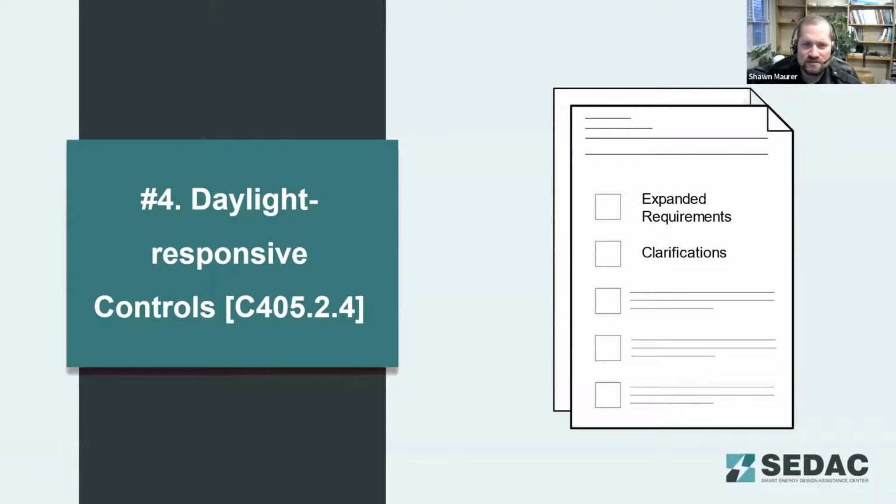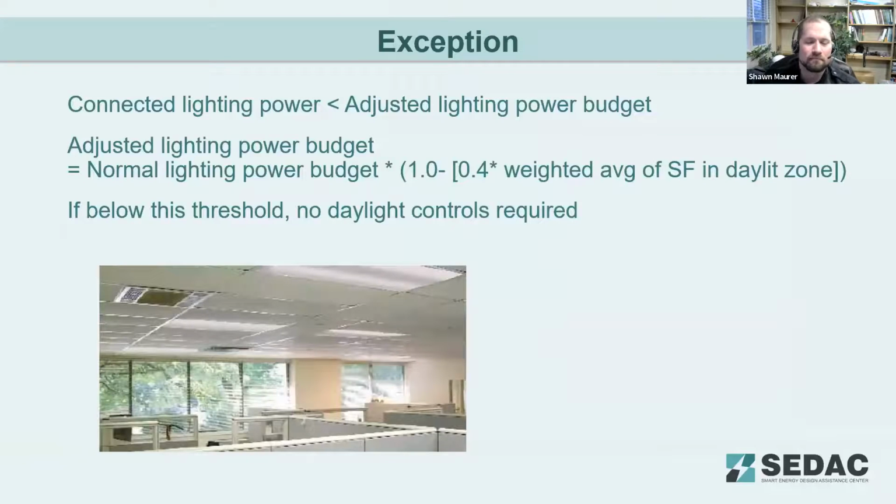Daylight responsive controls, we've expanded some of our requirements here and added some clarifications in the 2021 IECC. But similarly to the 2018 IECC, if any of you are familiar with our presentations from the last few program years, we like to start off with this exception. If your connected lighting power is less than an adjusted lighting power budget, you don't have to install these daylight harvesting controls. You can simplify your building's control plan, eliminate some sensors, save some costs for your client.